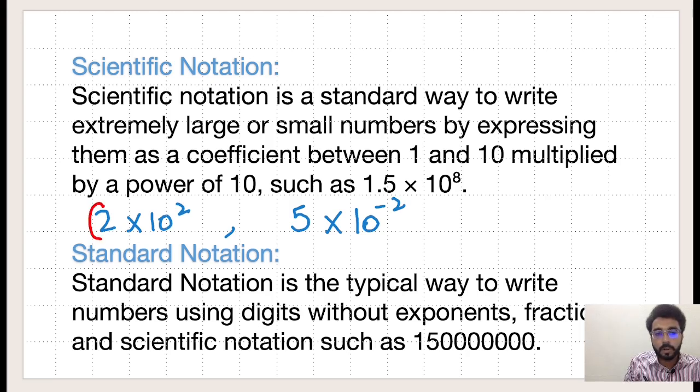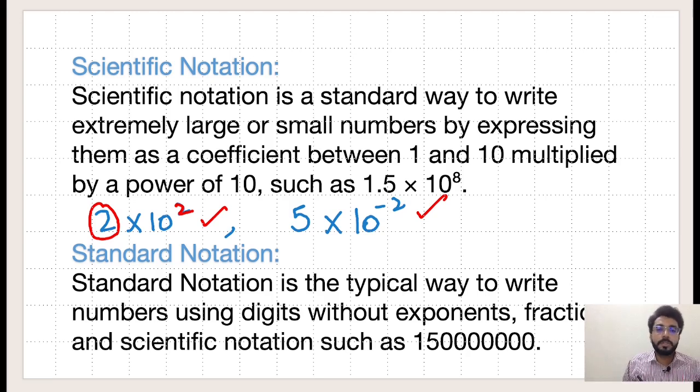Let's take 2 as a coefficient and multiply by a power of 10. The power of 10 may be a positive power or a negative power. So 2 multiplied by 10 to the power positive 2 is a scientific notation. It can be positive 2, it can be negative 2. So 5 multiplied by 10 to the power negative 2. These two are examples of scientific notation. Why do we need scientific notation? Because we need to express extremely large or small numbers using a power of 10.